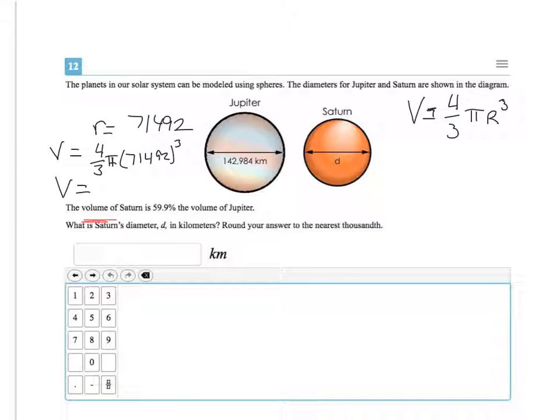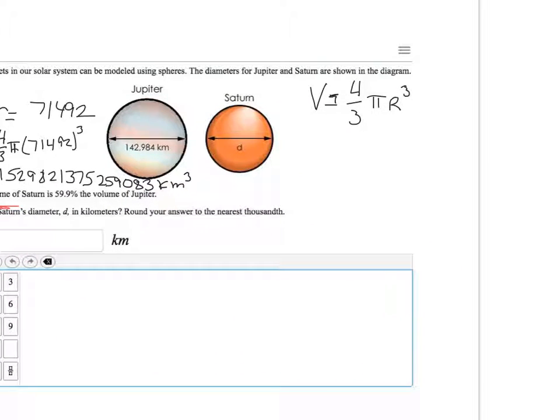So the volume is this huge number. It's 1,529,821,375,259,083. And this would be cubic kilometers. Obviously it's a planet, so it's going to be really big. So now we know really everything about Jupiter. We know its volume, we know its radius. So now we can move over to Saturn.